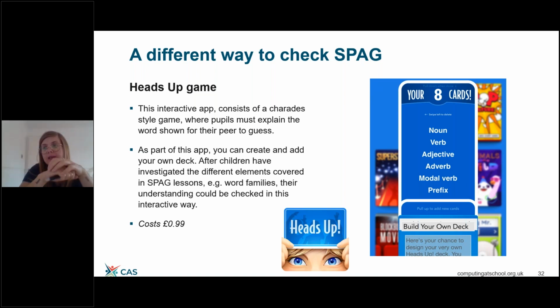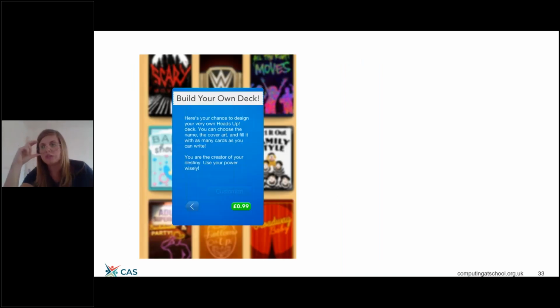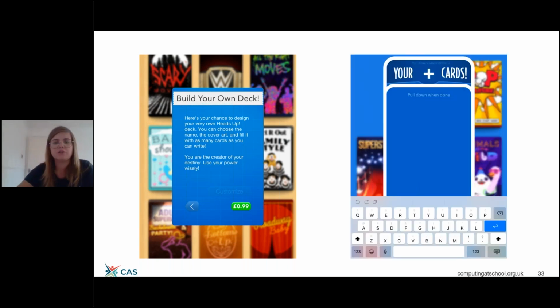What you can do on here is it costs 99p, but you can buy your own add-ons. You can make your own things, which is something I've done in classes, and the kids absolutely love it. You go on there and you've got an option to build your own deck, and it costs 99p to buy it. I'd probably just do it on your teacher iPad and use your teacher iPad as a small group activity, or something for an intervention maybe if you want to do it that way. You build your own deck, you can add all your cards.